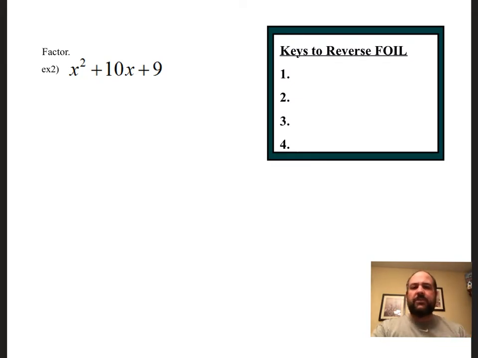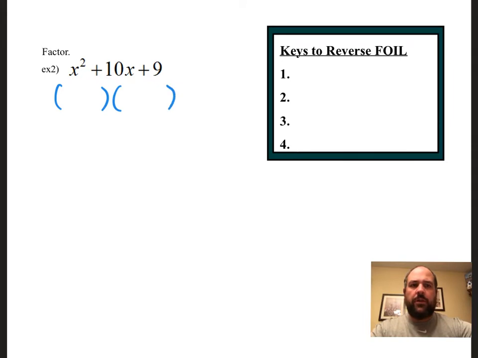So first thing, we know with reverse FOIL, we're going from a trinomial back to binomials. So we're going to have two terms, or two sets of parentheses here. Oh boy, let's fix this. We're going to have two sets of parentheses.